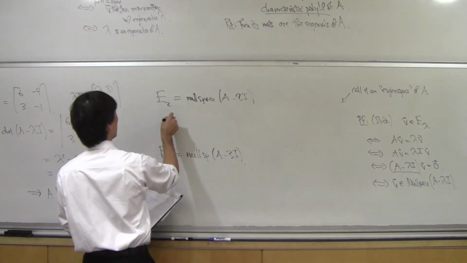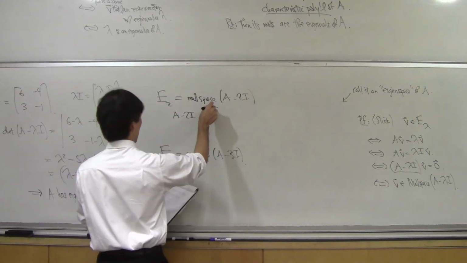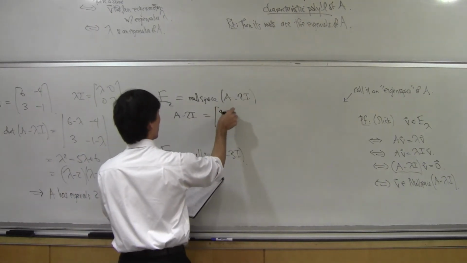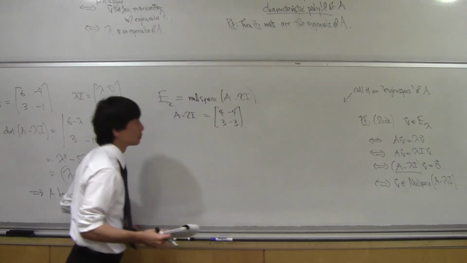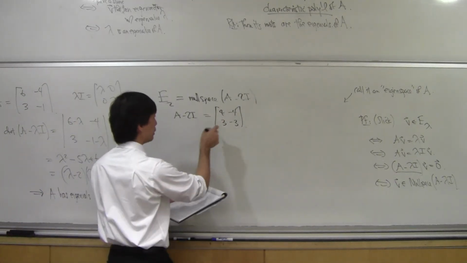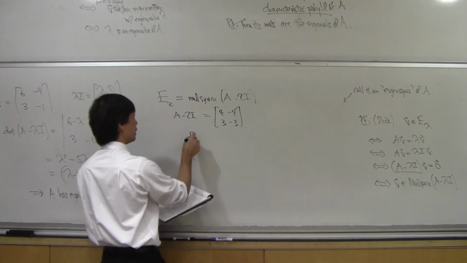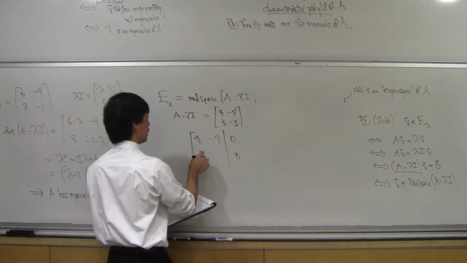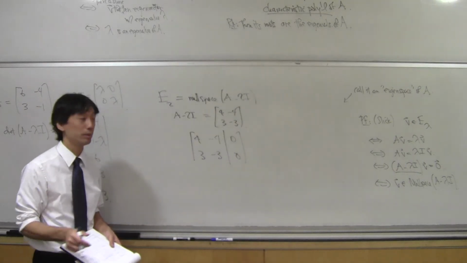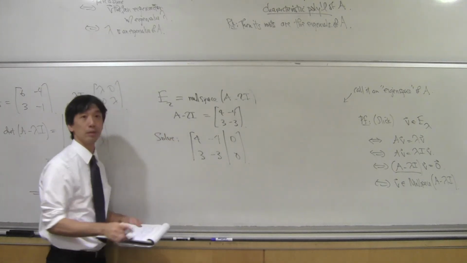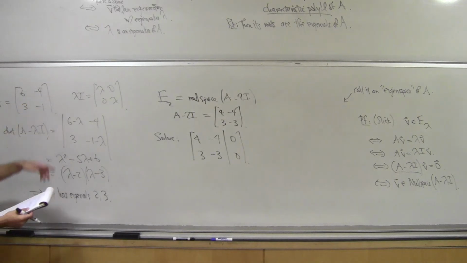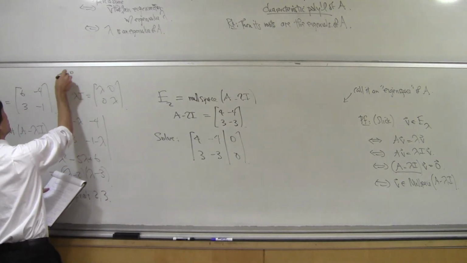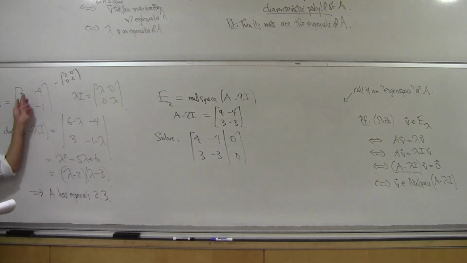So you take your matrix, right? A minus 2i, well, that's going to be 4, negative 4, 3, negative 3. Right, so then you need to find the null space, right? So you solve this problem, right? Yeah, how do you get 4, negative 4? Because we take this thing and we subtract off 2i, right? So you subtract off 2, 0, 0, 2, right? You get 4, negative 4, 3, negative 3.